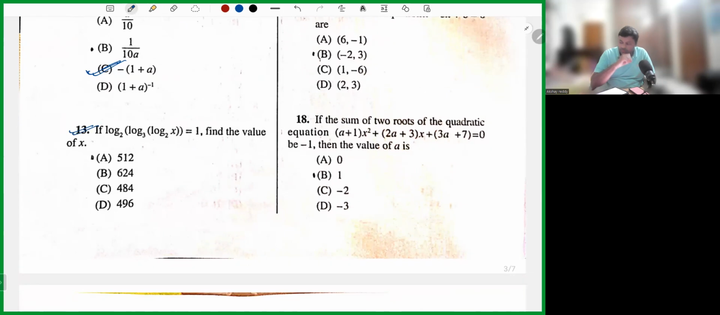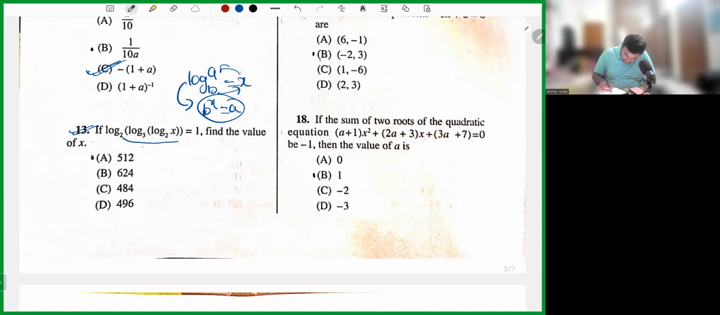Next, 13th. It's a simple sum. You are supposed to convert log back into number. How will you convert? If log a base b is equal to x, how will you write it in terms of number? B power x is equal to a. Simple method to convert log back into number.